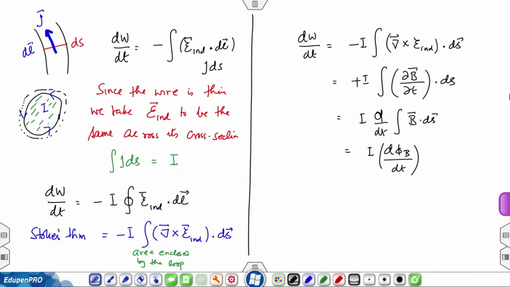This is quite easy to understand. After all, this is the EMF induced and this is the current. So, this is nothing but the rate of power being pumped in. This is not surprising, but I wanted to go through this exercise so that you see how these manipulations are done. I could have written this expression right in the beginning, talking about EMF and the current. And therefore, I can now write dW is equal to I dΦ_B.